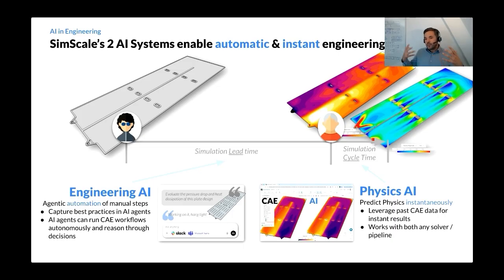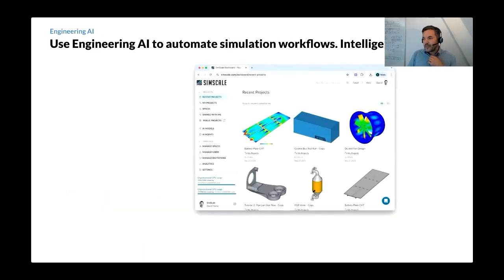But we think both are ultimately needed to drop a simulation lead time to seconds, and really, going back to SimScale's mission, help engineering teams make thousands of engineering decisions in seconds. So now let's take a look at how this concretely looks. We're going to stay a bit with the example of this cold plate, and I'll do a small live demo of both systems, but just to convey the fundamental principles of how this works.